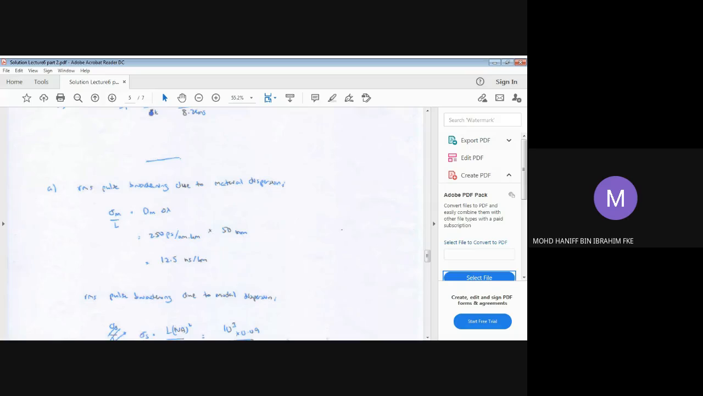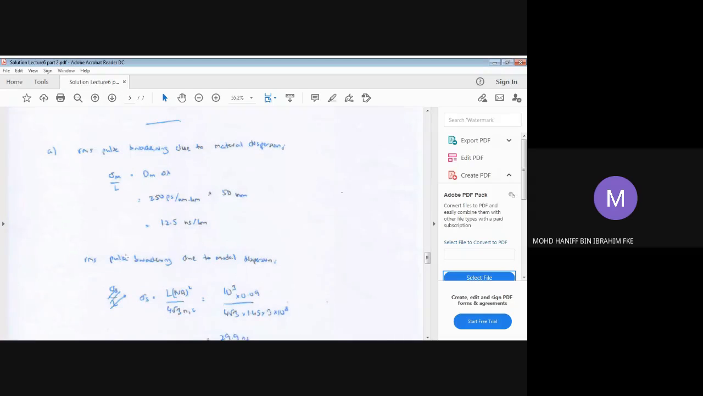For the second one, which is due to intermodal dispersion, we have learned that the RMS pulse broadening is based on these equations. You can refer to lecture 6 part 1, where we need to use the information of NA, the numerical aperture, and also N1, which is your core index.